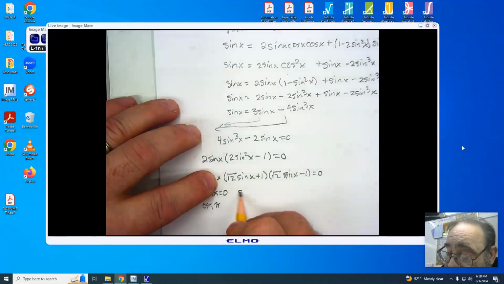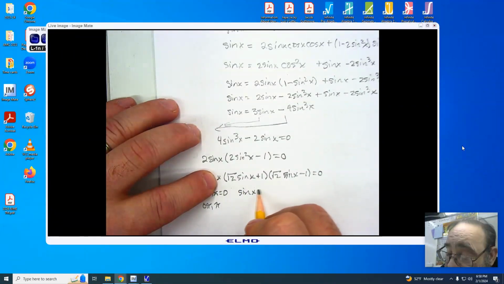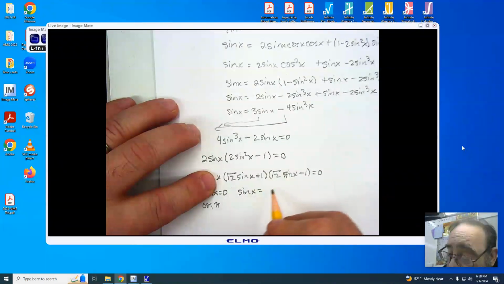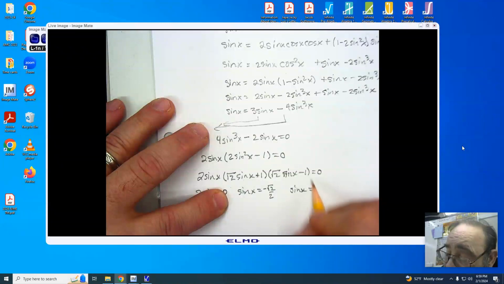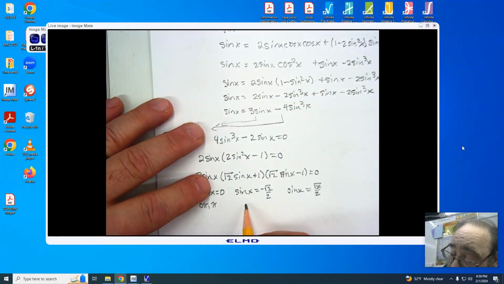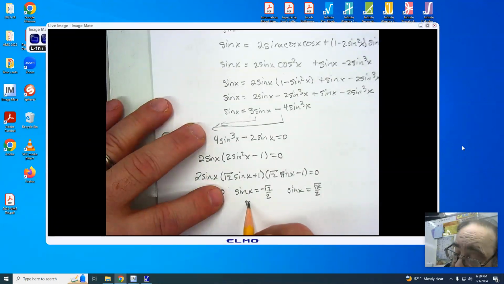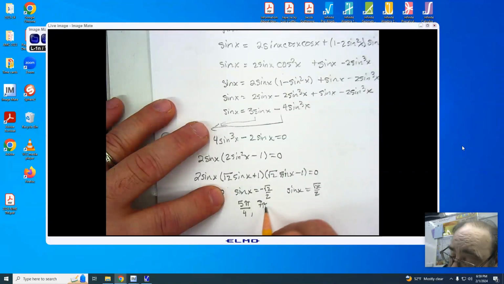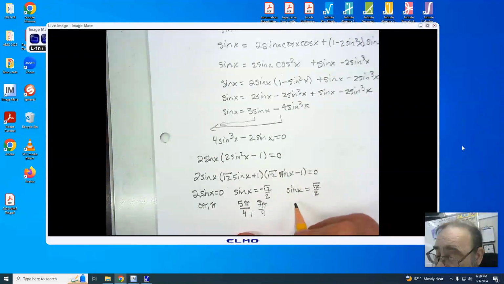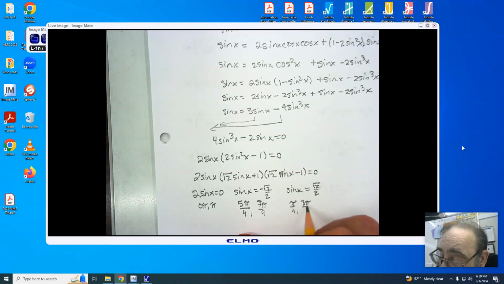I'm then looking at the sine of x is equal to, you'll notice I get negative 1 over root 2, which is negative root 2 over 2. Sine of x is going to then be the positive 1 over root 2, which is root 2 over 2. And I now have several solutions. This one would be in the third quadrant, 5 pi over 4. And we're looking at 7 pi over 4. And then in the first and second quadrant, I'm looking at pi over 4 and 3 pi over 4.